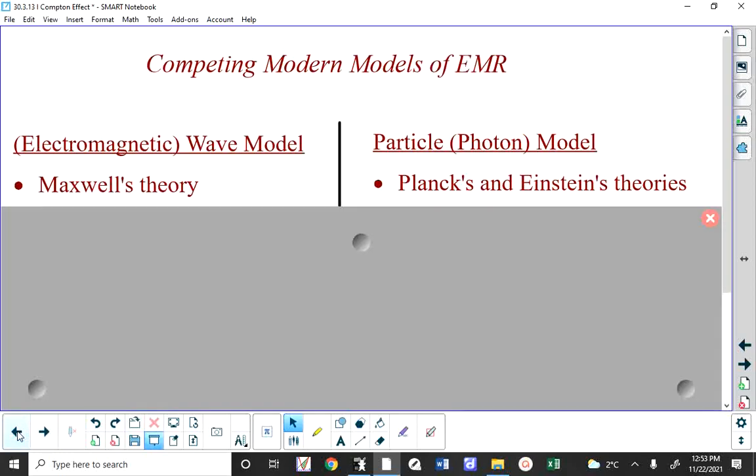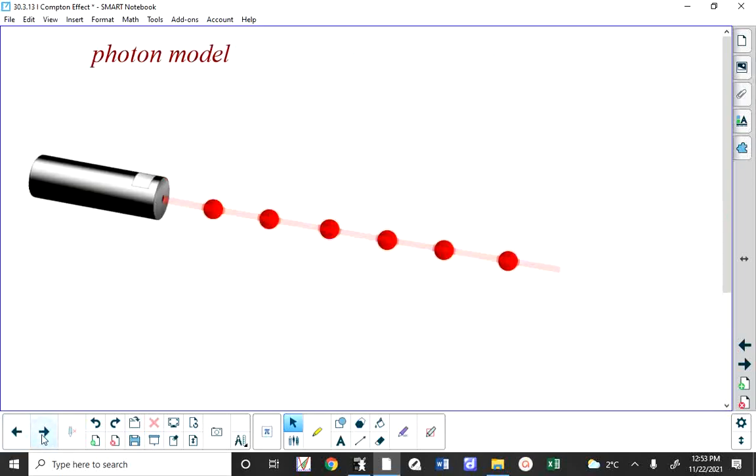The particle or photon model originally started with Planck's idea that energy is quantized, and then Einstein ran with it and said light is quantized. What that's saying is when you turn on that same laser, it's not an electromagnetic wave. It's not, in fact, a wave at all. It's a series of little drops of light.